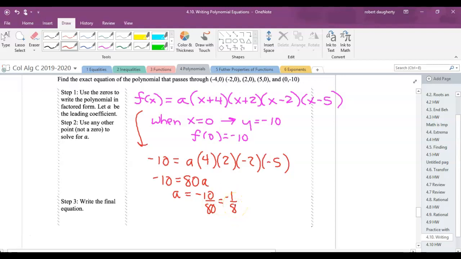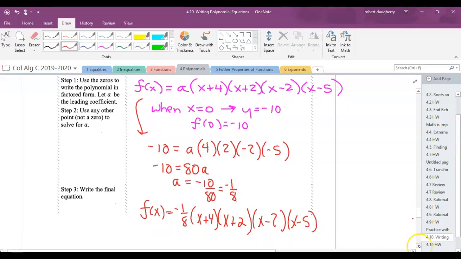So what is my final answer? My final answer is, yeah, f of x is negative 1/8, and then copy down all that stuff from up there: (x plus 4), (x plus 2), (x minus 2), (x minus 5). Okay?